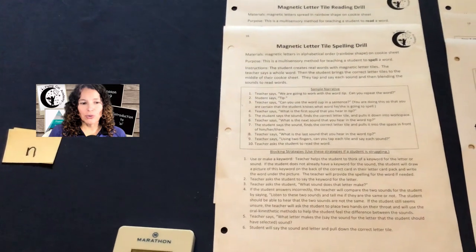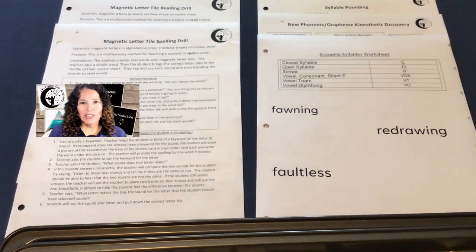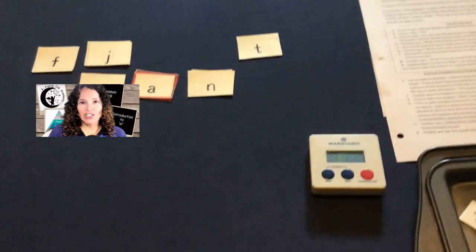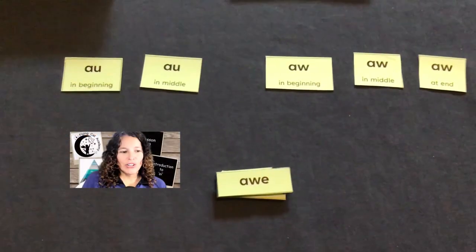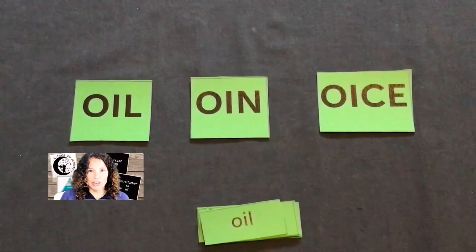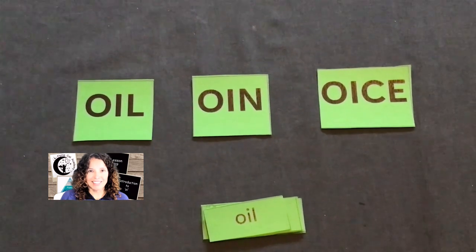You'll need the magnetic letter tile drill instruction sheets for reading and spelling, with the cookie sheet with the letters spread in a rainbow shape for the student. You'll need the syllable pounding instruction sheet, the new phoneme grapheme kinesthetic discovery sheet, and the sheets for the lesson. You'll have the AUAW card sort that you've been using for the last few lessons. You'll also have a card sort on the table for when we introduce our new diphthong, OI.